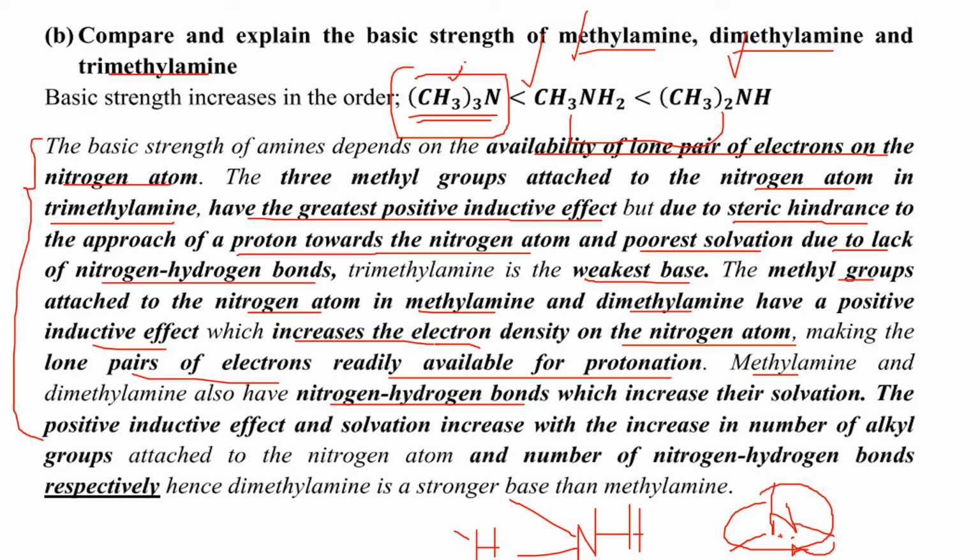So you're saying that dimethylamine also has nitrogen to hydrogen bonds, which increases its solvation. I said that solvation is the same as hydration. When they ask you for solvation energy in chemistry, it is the same as asking you for hydration energy. So you're saying that the positive inductive effect and the solvation or hydration increase with the increase in the number of alkyl groups attached directly to the nitrogen atom, and the number of nitrogen to hydrogen bonds respectively present. Hence, dimethylamine is going to be a stronger base as compared to methylamine.